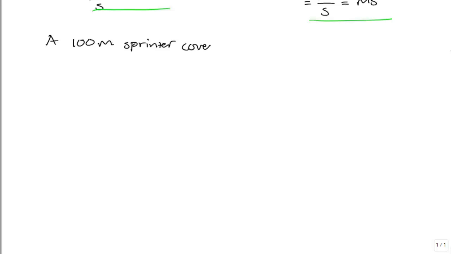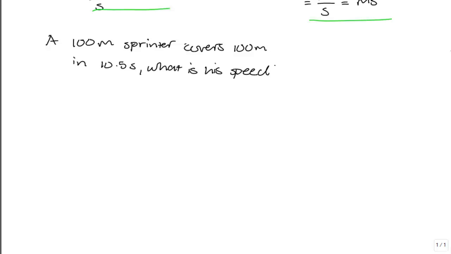If a 100-meter sprinter covers that distance in 10.5 seconds, what is his speed? So a 100-meter sprinter covers 100 meters in 10.5 seconds. What is his speed?